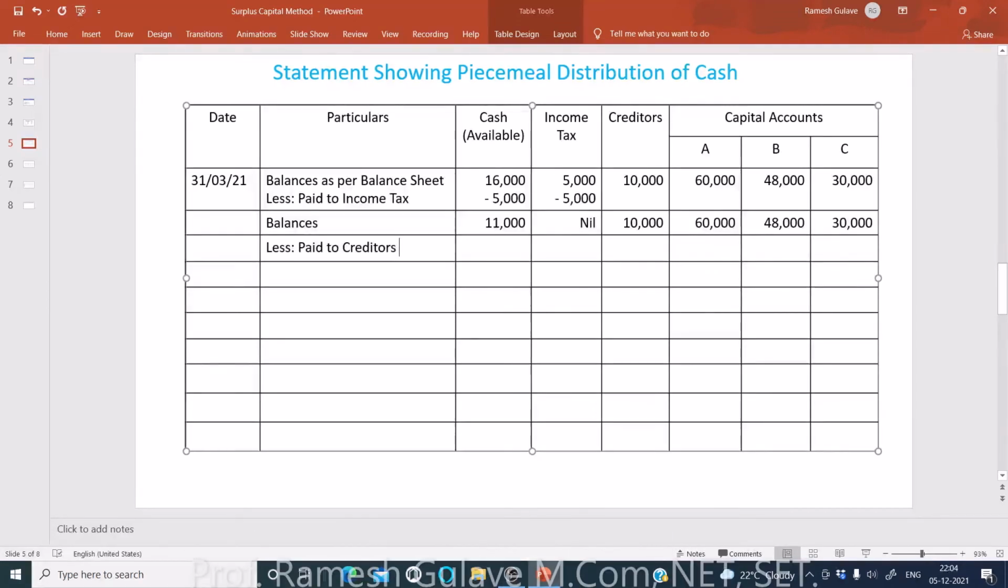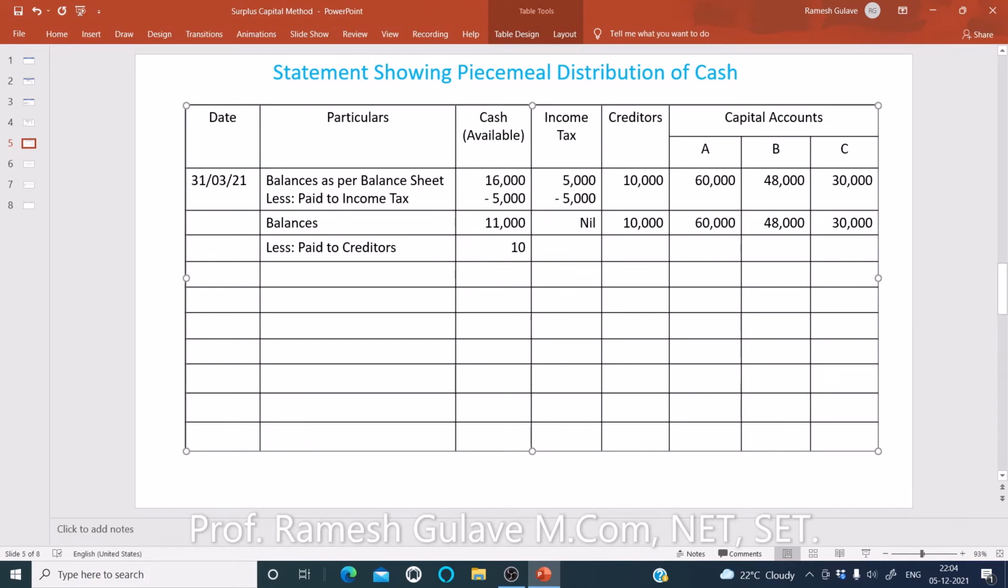Income tax, and out of 11,000 we are going to pay 10,000 rupees. In the income tax column the balance is nil, and this 10,000 rupees we are paying to creditors, right? So after payment of this 10,000 rupees to creditors, we have to record the balances. Here we are not going to pay any amount to capital balances, so we can give a dot here, or we can keep that column blank, right?